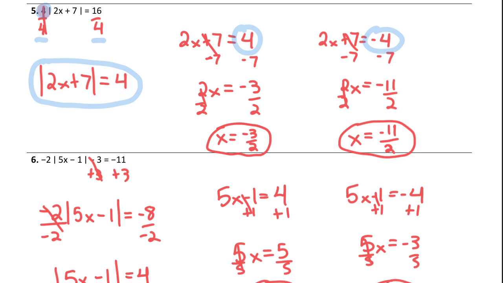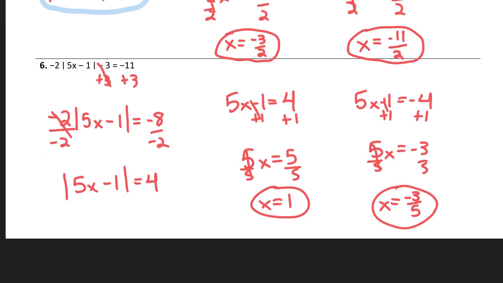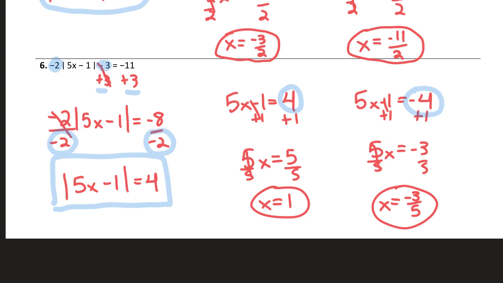And then in the last example, I had minus 3 and I had it multiplied by negative 2. So the first thing I did was add 3 to both sides. And then the second thing I did was divide both sides by negative 2. So I got absolute value of 5x minus 1 equals 4. That allowed me to set that expression equal to 4 and negative 4. My solutions were 1 and negative 3/5.